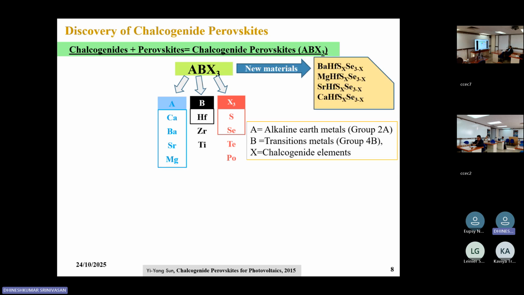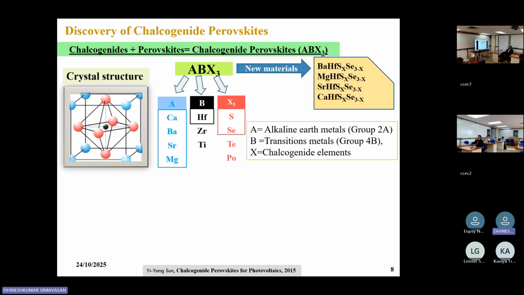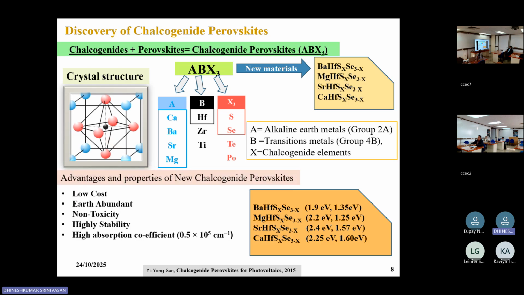Among them, in our research, we are going to prepare barium hafnium sulfur selenide, magnesium hafnium sulfur selenide, strontium hafnium sulfur selenide, and calcium hafnium sulfur selenide. And these new chalcogenide perovskite materials overcome the challenges of lead halide perovskite material due to advantages and extraordinary properties such as non-toxicity, high stability, earth abundance, and high absorption coefficient.